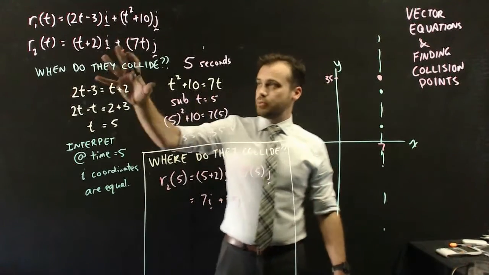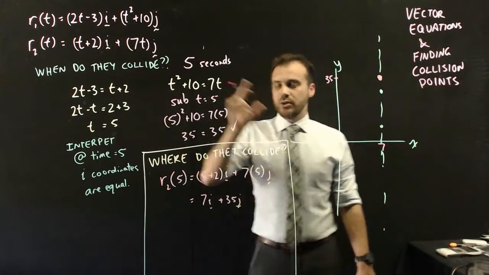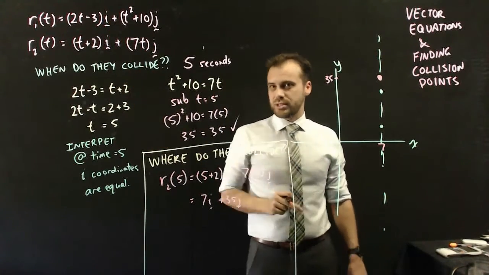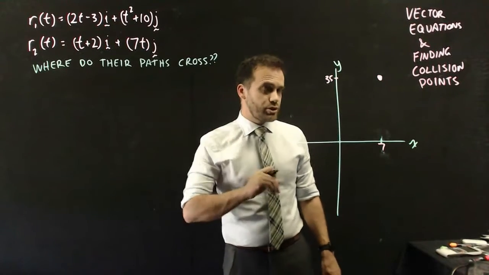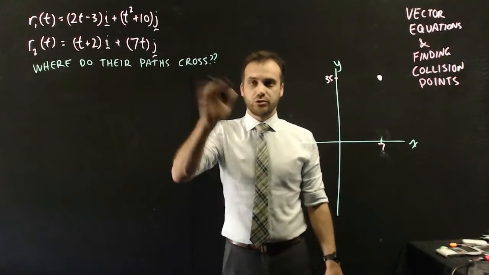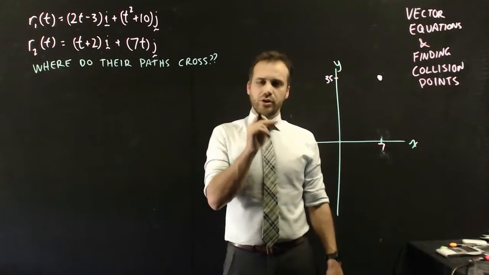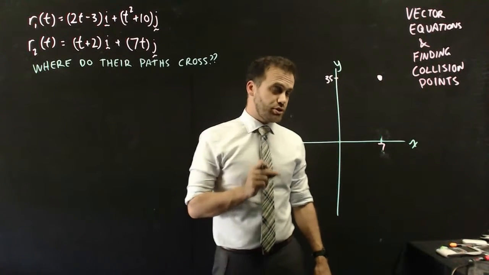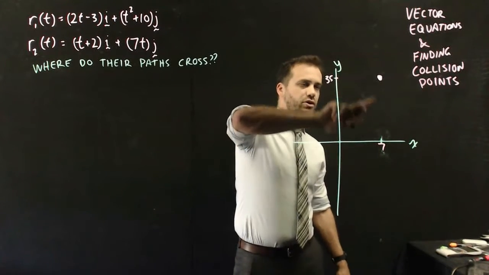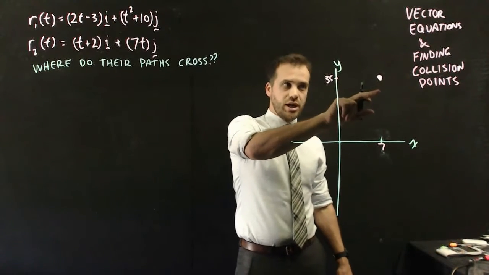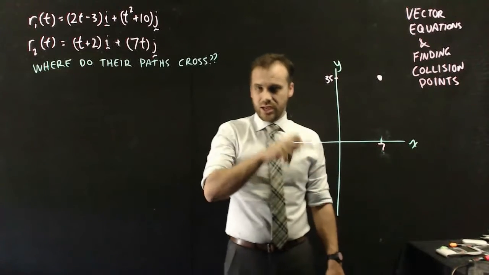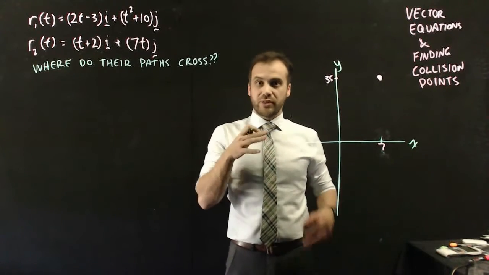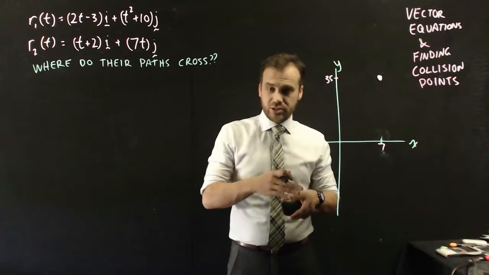Okay, we're going to keep working with these two particles. We're not going to find a collision point. We're going to find something else. Slightly different question here. Where do their paths cross? So I already know a place where their paths cross. At 7i plus 35j, their paths cross there. And not only do their paths cross there, but they're there at the same time. They run into each other.